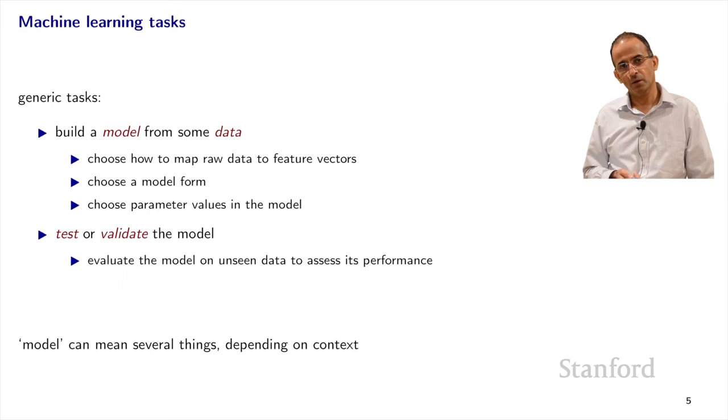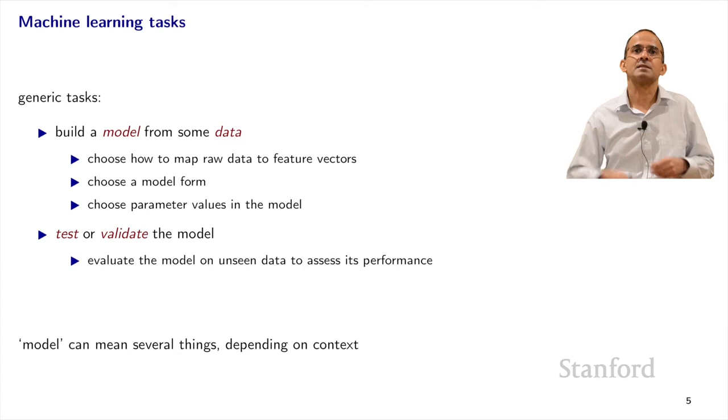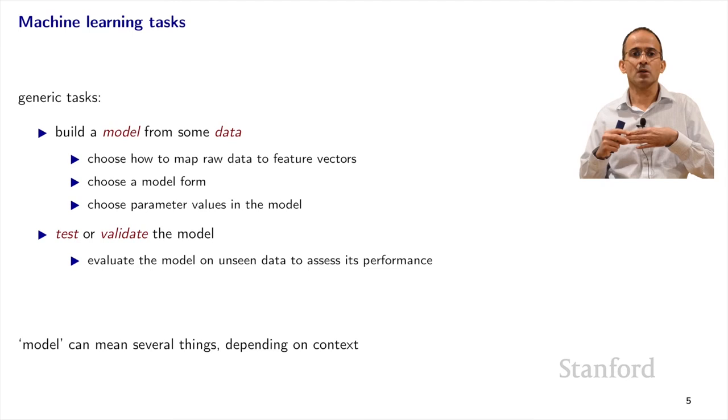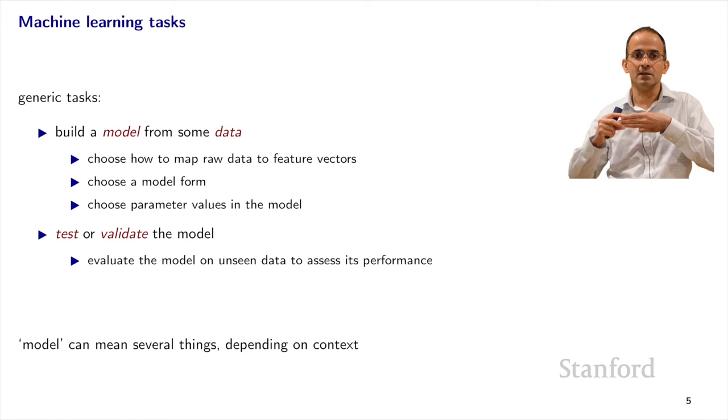Alternatively, we might describe the model in a much more complicated way. We might describe the model as a tree. We might describe the model as a neural network with weights and activation functions. These are all different types of models. They all have parameterizations in terms of numbers, and we would specify both the model form and what parameters are necessary. Those three things, mapping the data to features, choosing the model form, and choosing the parameter values in the model, those comprise the first task in machine learning, building the model.